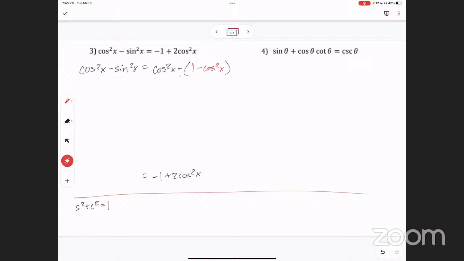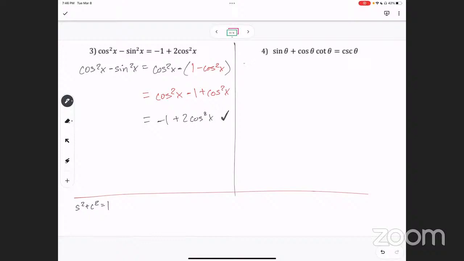Well, wouldn't you distribute next? Do you see why I put parentheses around this? That equals cosine squared x minus 1 plus cosine squared x. Now what? So you would combine like terms, so it'd just be negative 1 plus 2 cosine squared x. There you go, and you're done. 2 cosine squared x.